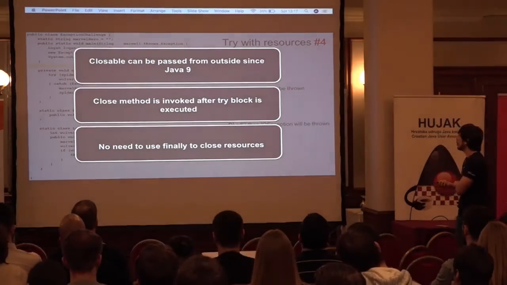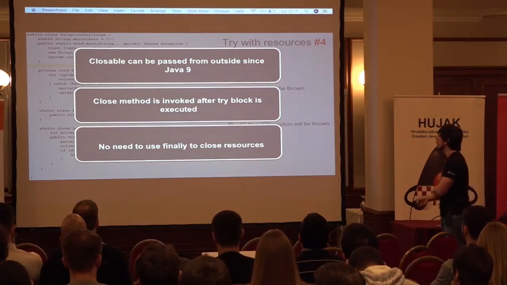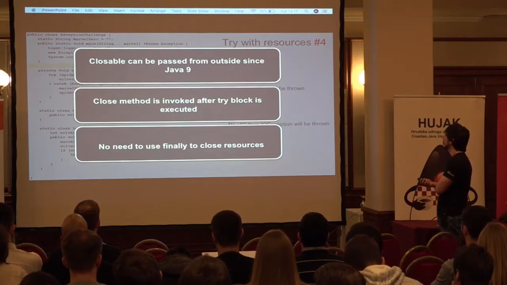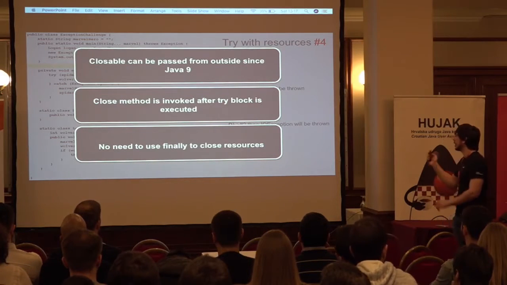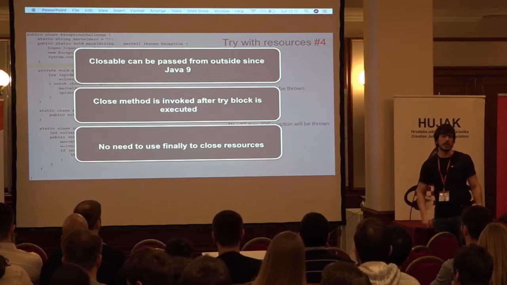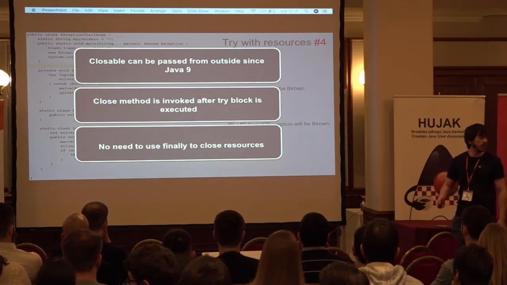Closeable can be passed from outside since Java 9. The close method is invoked after the try block. And no need to use finally. So we don't need to use finally anymore with Java 7 try with resources.